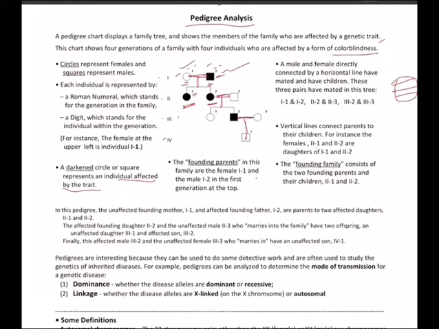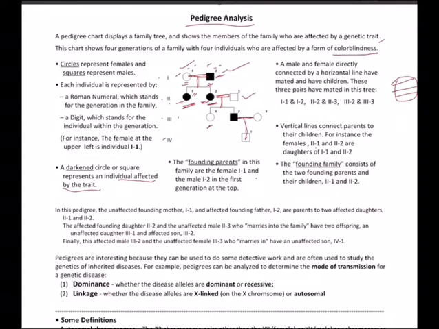Unfortunately, they produced 2 daughters, and in Roman numeral II, this daughter is also affected, this daughter also affected, unfortunately. The affected founding daughters, Roman numeral II, 2 of the 2, and the unaffected male, this one. So this gentleman married this lady who is affected, married into the family, and they have 2 offspring.